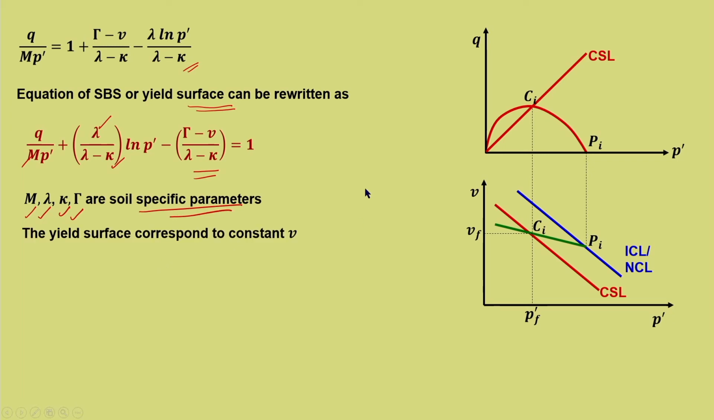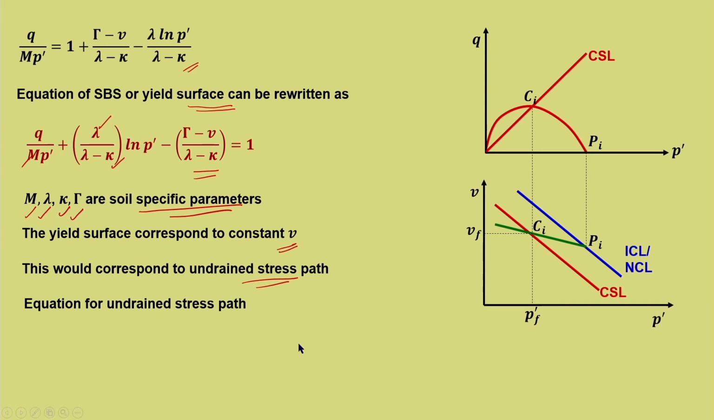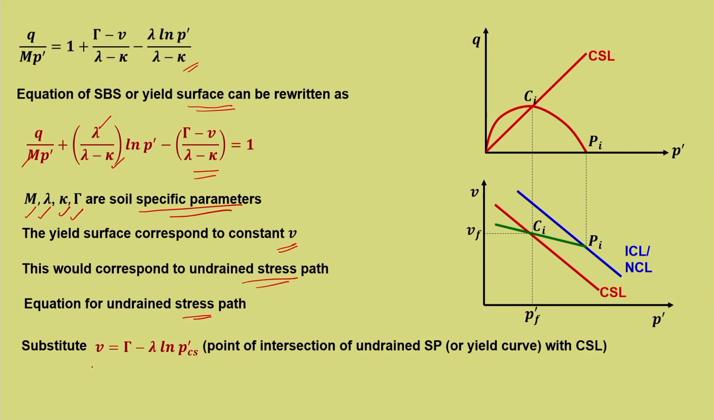The yield surface corresponds to constant specific volume, we have already discussed that. This would correspond to undrained stress path. Why? Because it is corresponding to a constant specific volume. So it is as good as telling it corresponds to an undrained stress path. Now the equation for undrained stress path we can also derive, substitute for V equal to gamma minus lambda ln P dash Cs, which is the point of intersection of undrained stress path or yield curve with critical state line.